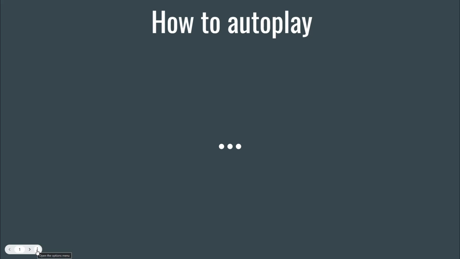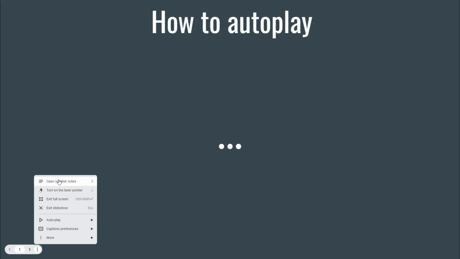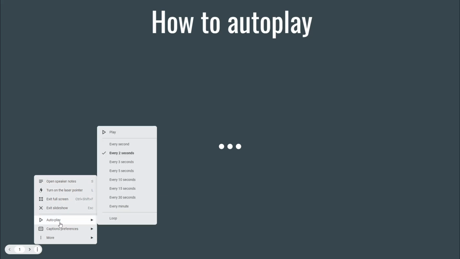We want to click these three dots right here. This will open up the menu where we have multiple options, and we want to select this autoplay option right here. And here guys, you can select how often you want your slides to transition. I'm going to select every 5 seconds. And after selecting 5 seconds, now we can go ahead and click on play.